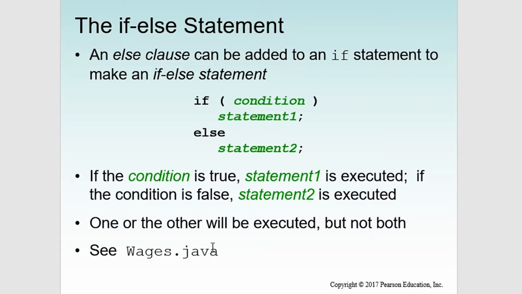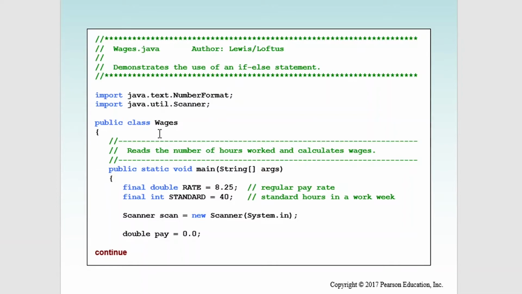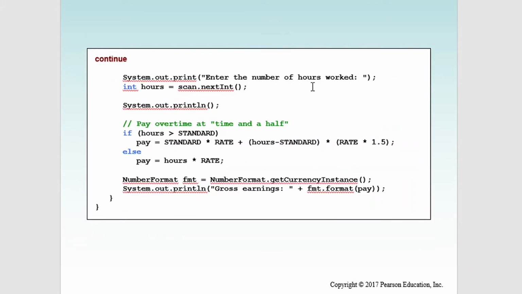See wages.java. So here's an example they have in the book. They have a class called wages. They have a constant for rate and a constant for standard, which is the hours in the week and the regular pay rate. They created a scanner object. They created a variable called pay. They set it equal to 0. They prompt the user to enter the number of hours worked. They store that into hours.